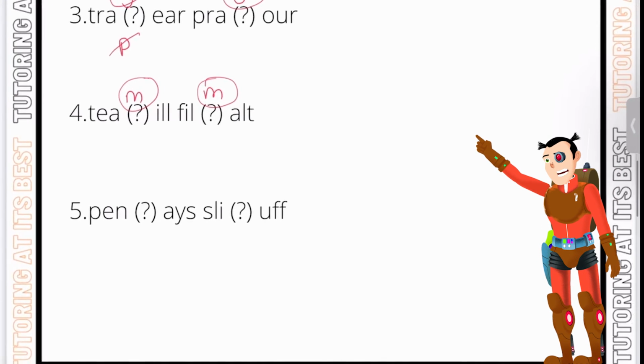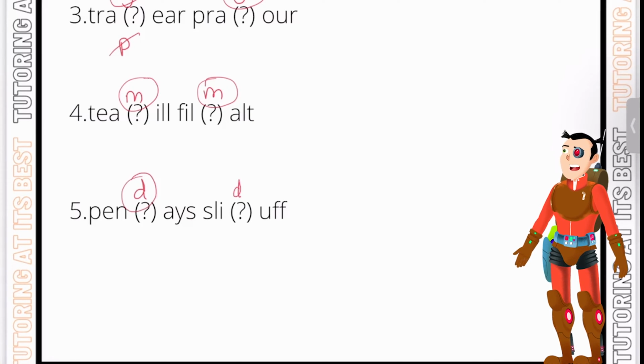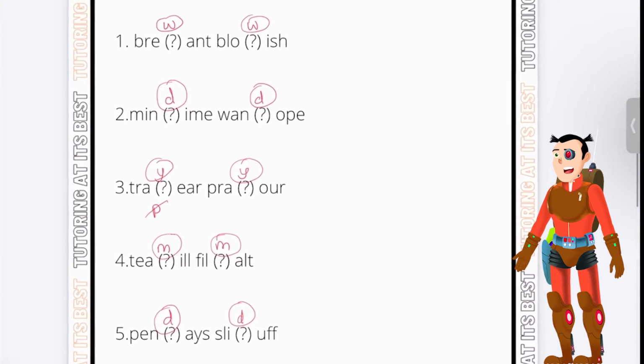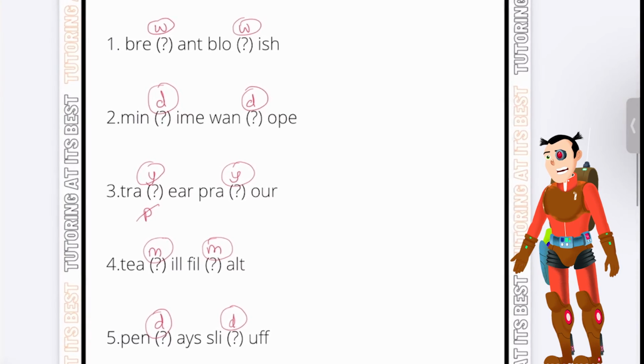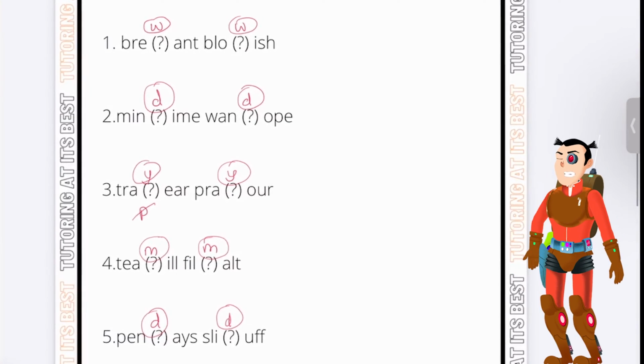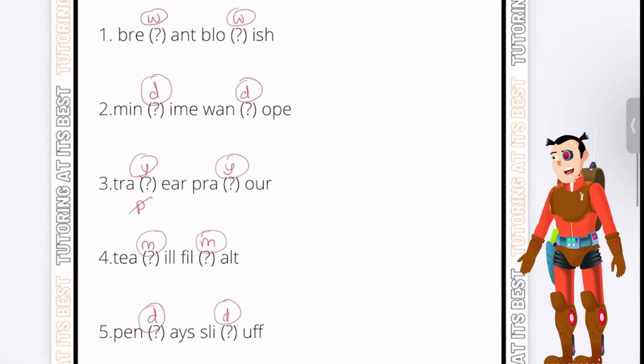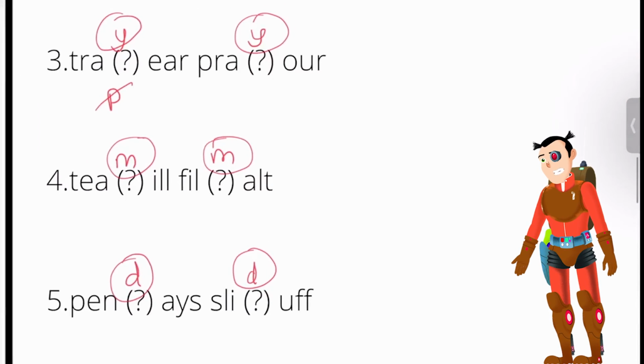And let's attempt the next one, which is question five. So again, we need a four-letter word which starts with pen. Well, we can go with the letter D because we have penned, days, slid, and duff. And again, if any of these words do not make sense to yourself, please go ahead and search them up, write the synonyms and antonyms, and use them in sentences. I hope these first five questions were useful.